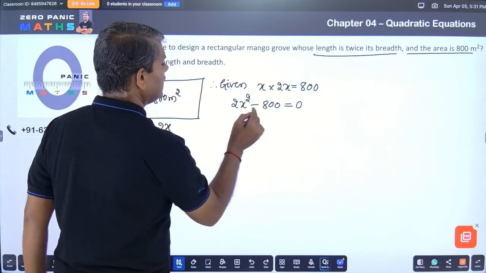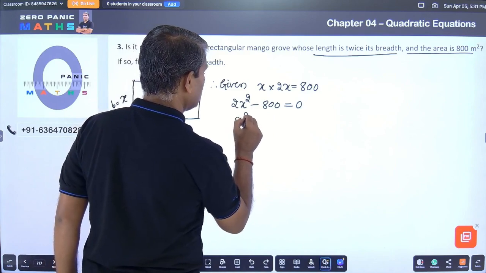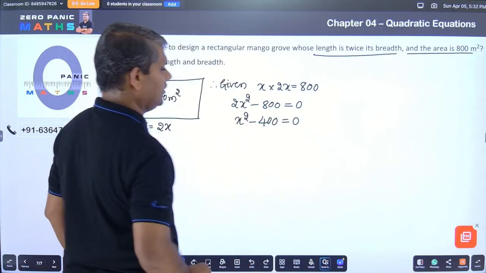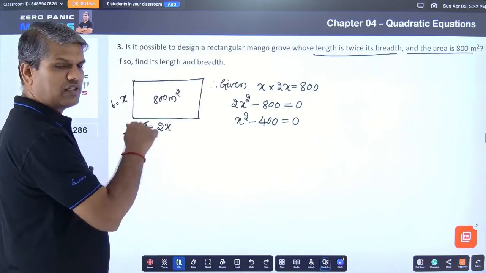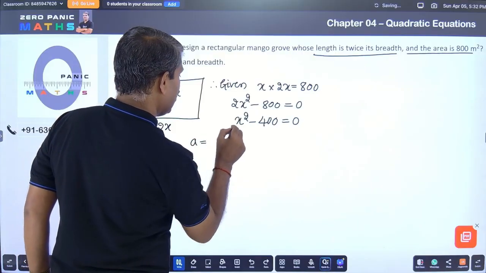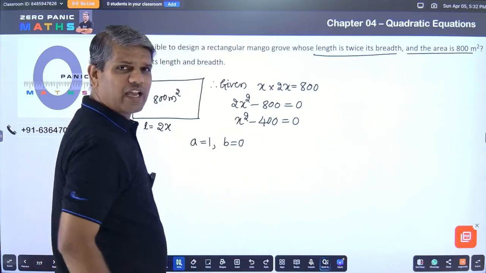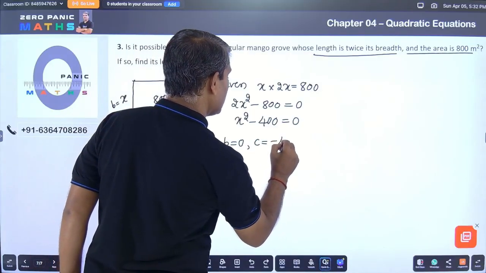Just take 2 common and divide by 2. It will be x square minus 400. Now I think this is fine. Assume this is our equation. Now find out what is a. A is 1. What is b? B is 0, because there is no x term. What is c? C is minus 400.